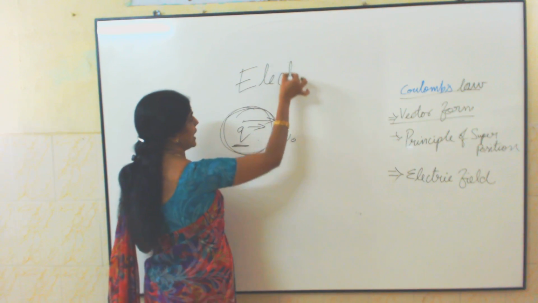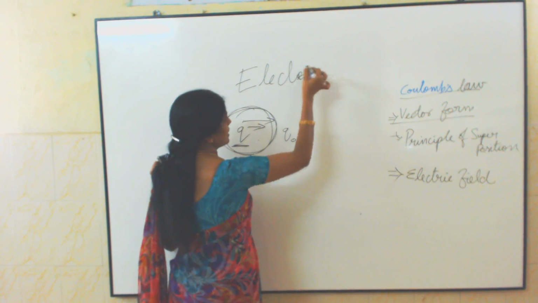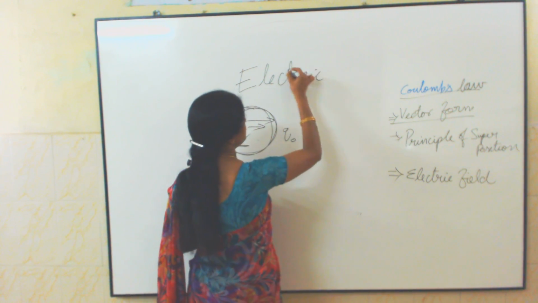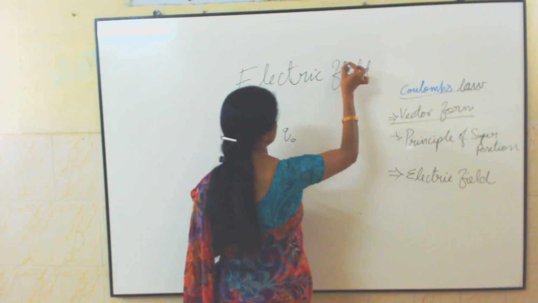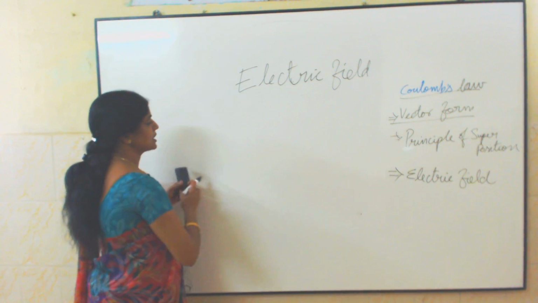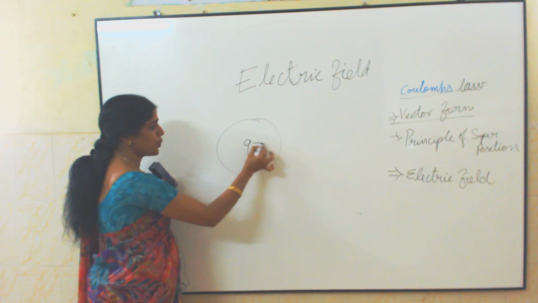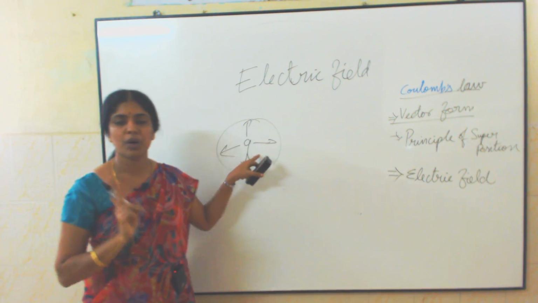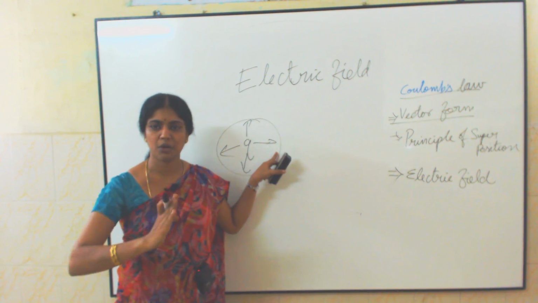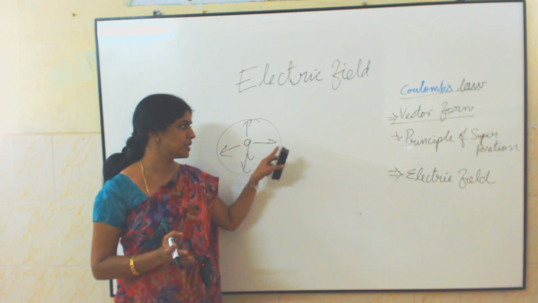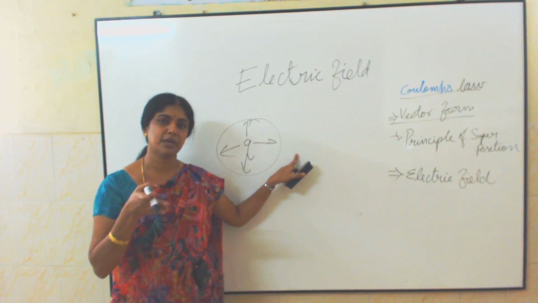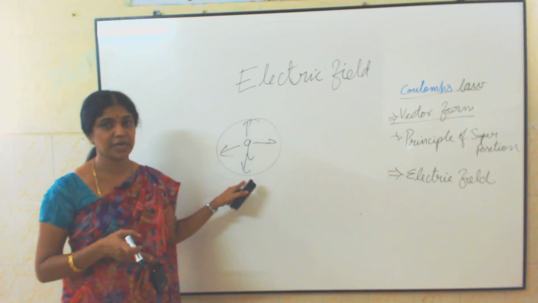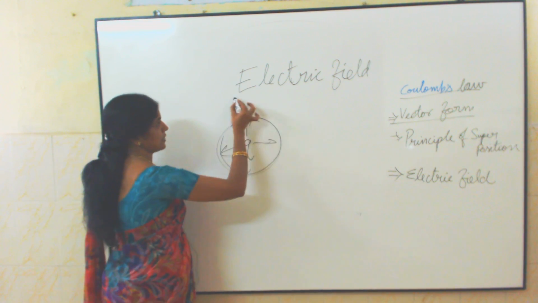So how can I define the electric field? Electric field is nothing but the space around a charge up to which its force will be experienced. If I have only one charge, I can't find out how much distance its force will be felt. If I bring another test charge, I can easily find out up to how much distance or space its force will be felt. Thus we call it the electric field.